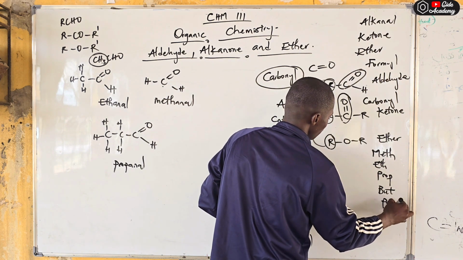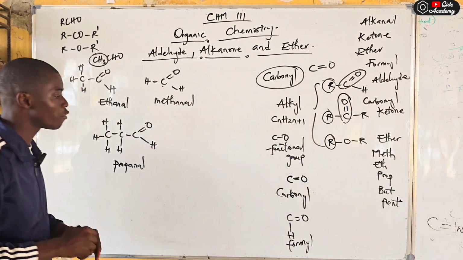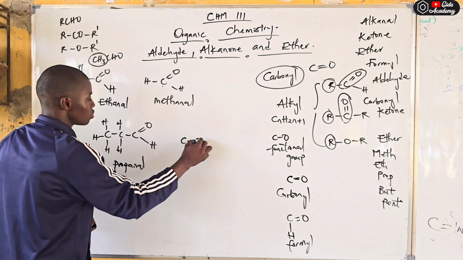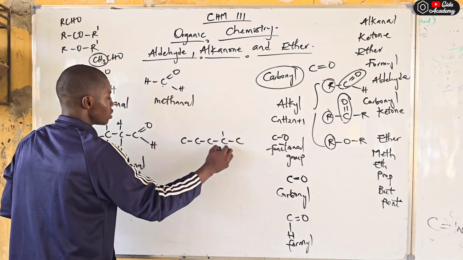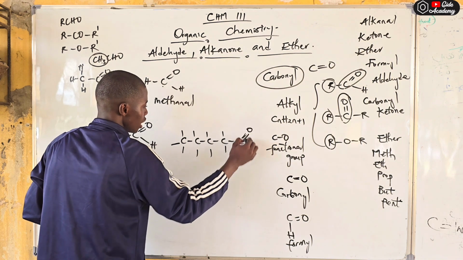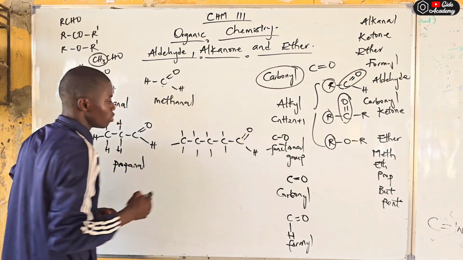Remember, I said 1 simply means meth, 2 is eth, 3 is prop, 4 is but. Let me stop at 5. 5 is what? Pent. So if you are looking for a 5-member aldehyde, it is 1, 2, 3, 4, 5. Here is oxygen, and here is what? Hydrogen. Please, this is a double bond.